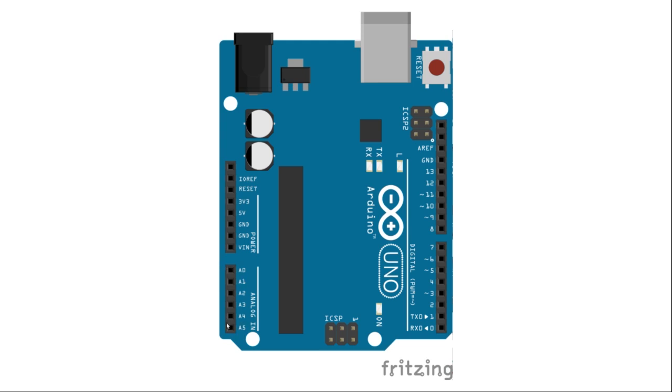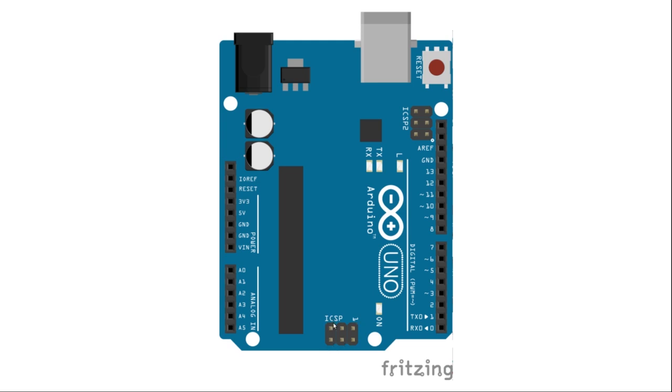Next we have got the ICSP, or the in-circuit serial programmer. They are used for connecting and programming other microcontrollers or other Arduinos. This is a nifty option to use. Whenever you use Arduino as a programmer, it will be connected to other microcontrollers like 8051 or ATmega microcontroller, and then you use it to flash the program onto the other microcontroller.